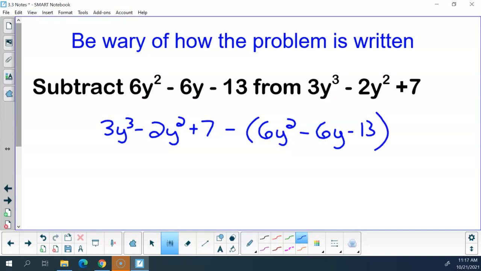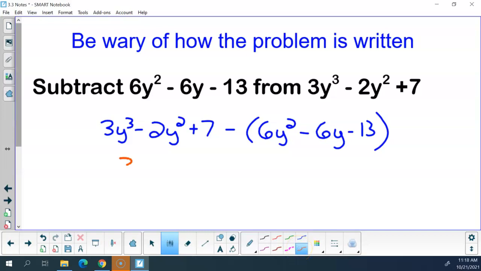Agree with that? Why do you put it in parentheses? Great question. Why? Anybody? Because it's subtraction. If it was addition, I wouldn't have to. But because it's subtracting, I gotta subtract every single one of those terms. Okay? So that's why I put it in parentheses. And why you should also.